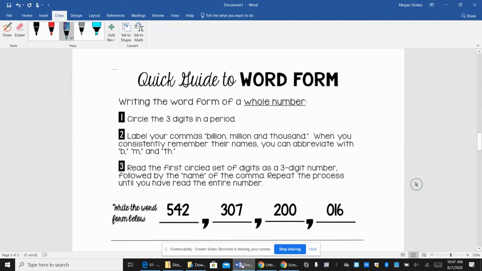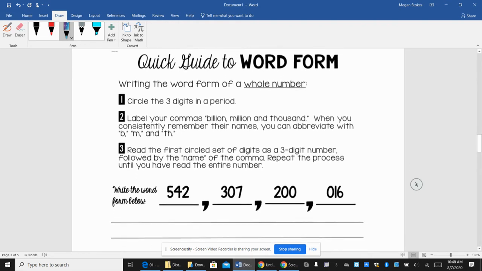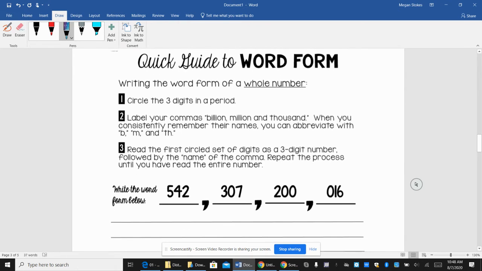Boys and girls, so I told you if you needed a little bit of extra help and you wanted to look at each step on how to write word form or expanded form, I'd give you guys a little more guidance and guided practice with me. All right, so I have a quick guide to word form, writing the word form of a whole number, up in front of you. Now, so you can follow these steps.